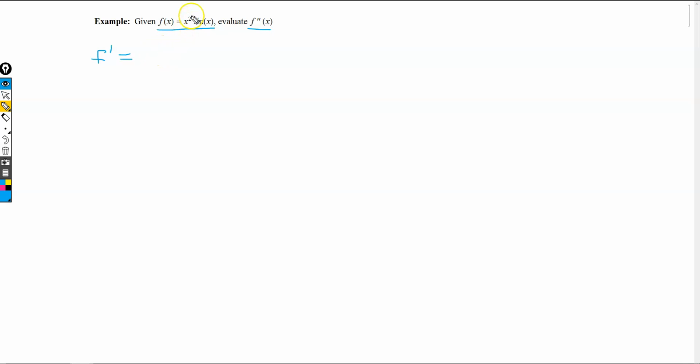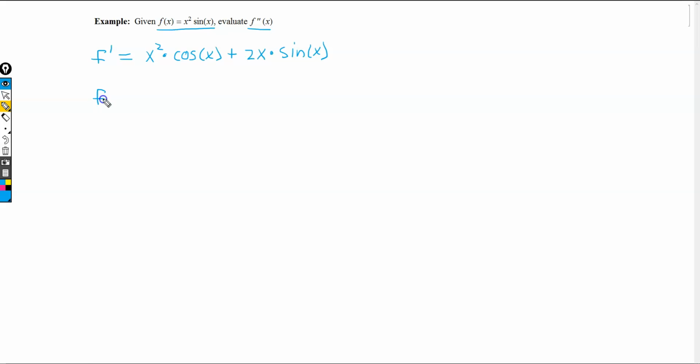So we're going to have to go x squared times the derivative of the sine. So that's going to be x squared times the cosine of x, plus, then we have to go sine of x times the derivative of x squared. So that's going to be 2x times the sine of x. Okay, so that's our first derivative. Now we just have to take the derivative of this function, and that'll give us our second derivative.